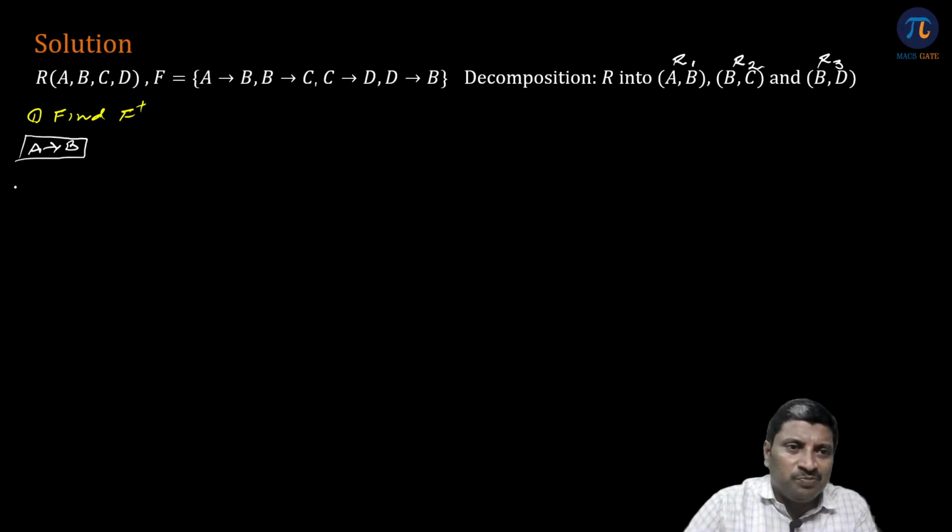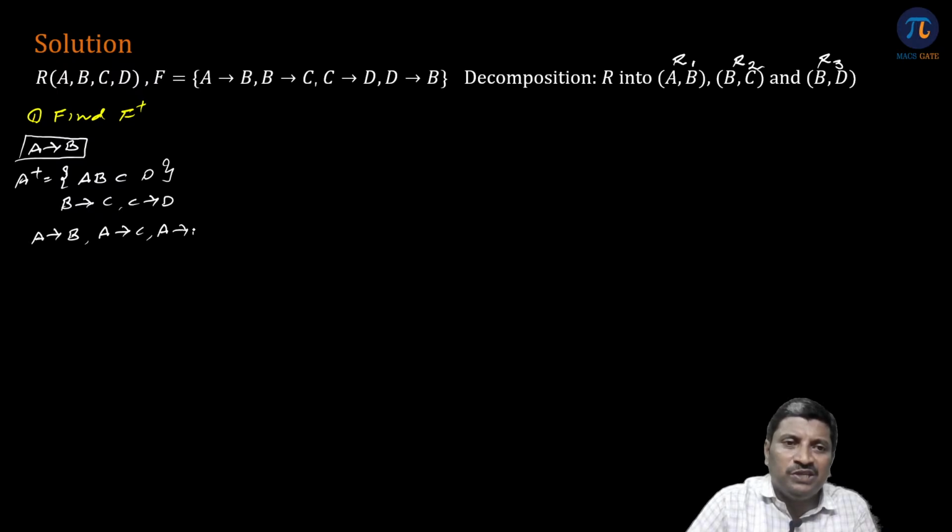With A implies B, that means with A, what can you write? A, B, with B, I have C. With C, you have D. So you can write all. That means A implies B is valid, A implies C is valid, A implies D is valid. Fine. What is the second one?